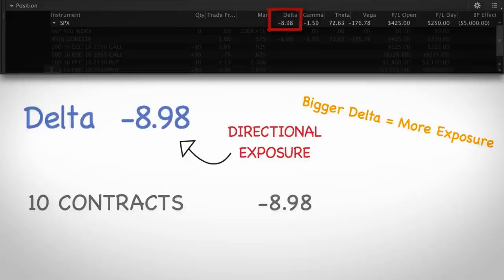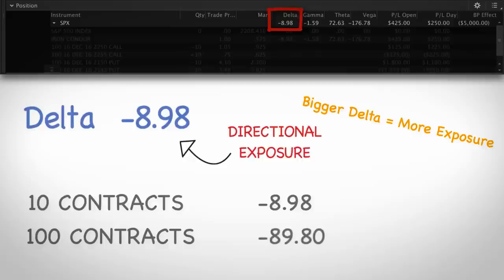But let's say we traded 100 contracts on this trade instead of just 10. This number would be around negative 80 instead of just negative 8. If this were the case and SPX went up by 1 point, then we would lose $80 on the position. So delta is a good way to measure risk. And keep in mind, I said it's a good way, not the only way.